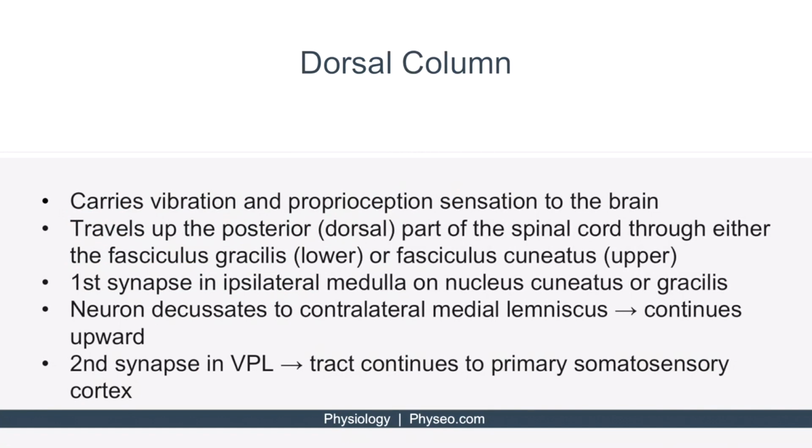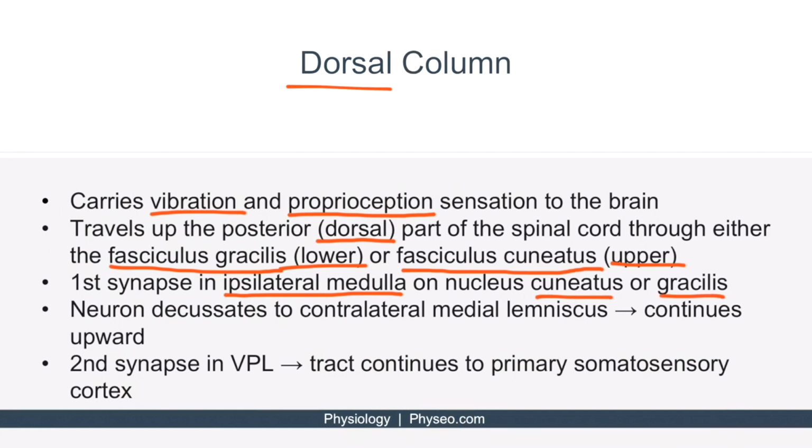So let's first start with the dorsal column. The dorsal column carries vibration and proprioception to the brain. It travels up the posterior or dorsal part of the spinal cord, hence the name dorsal column, and it'll travel through either the fasciculus gracilis, which is for the lower extremities, or the fasciculus cuneatus for the upper extremities. Now the first synapse occurs in the ipsilateral medulla on the nucleus cuneatus or gracilis, depending on whether it traveled using the fasciculus cuneatus or the fasciculus gracilis.